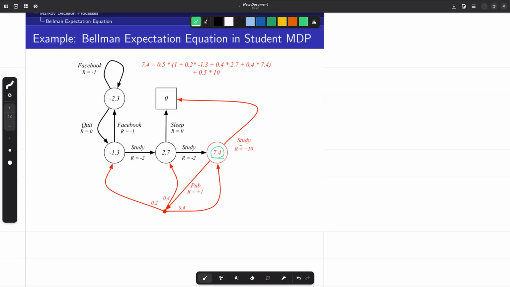I have two actions. The first action is study, and the second action is pop. So I have two actions. The probability of choosing the first action, the study action, according to the policy that we had in the previous slide, is 0.5. I have to multiply it by the reward that I get.